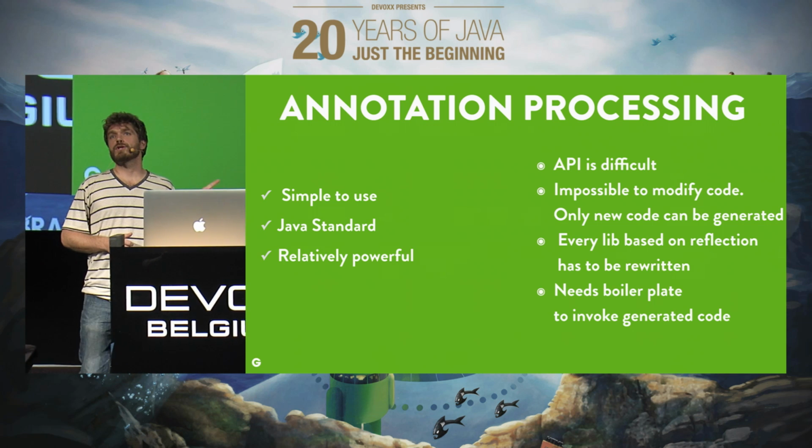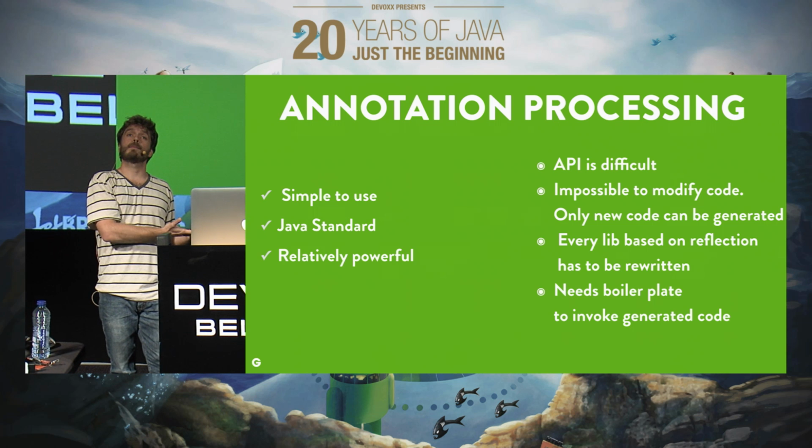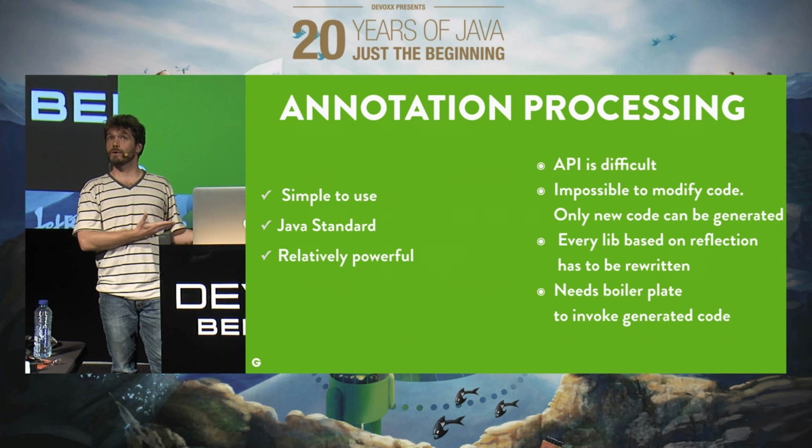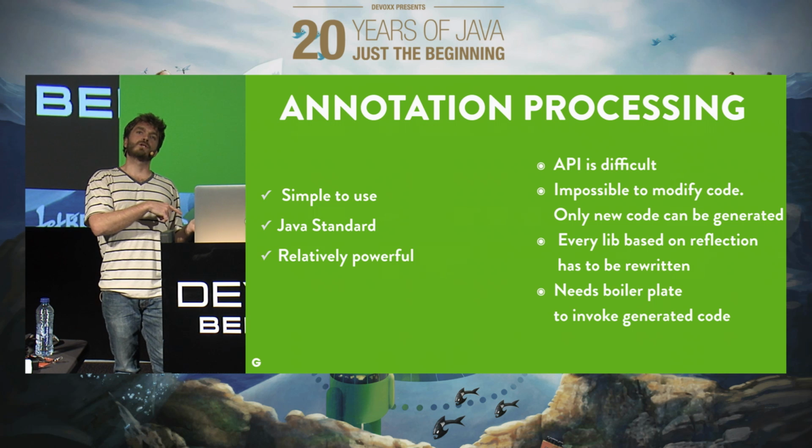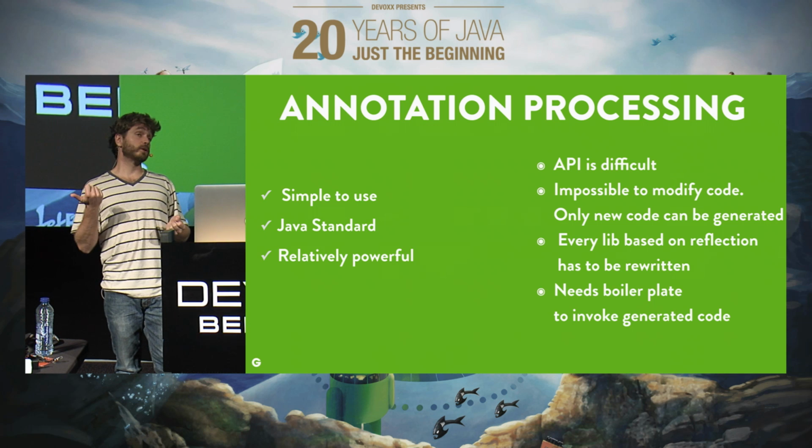The problem with annotation processing is actually what has been happening during the last 2 years on the Android platform, is that when Google decided to use Java, it was for two reasons.